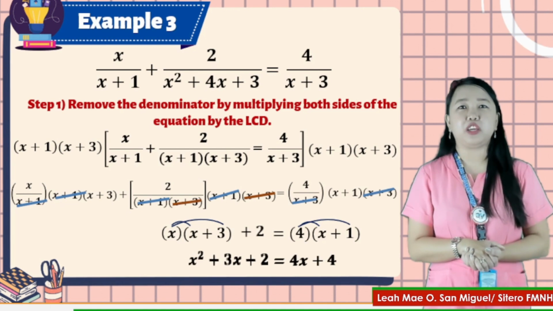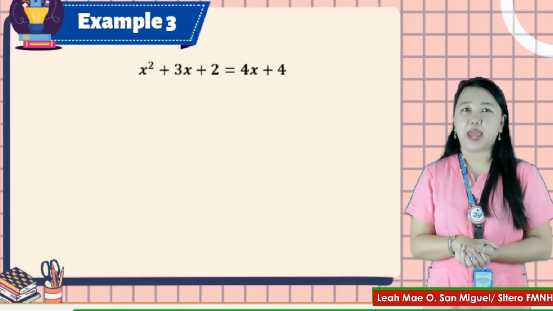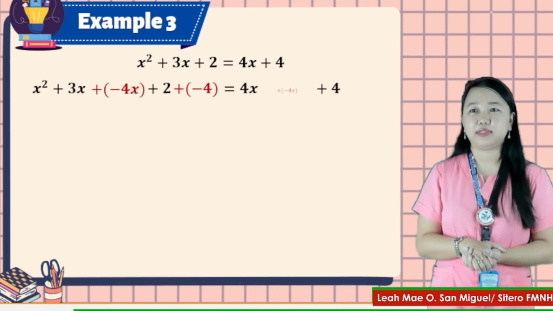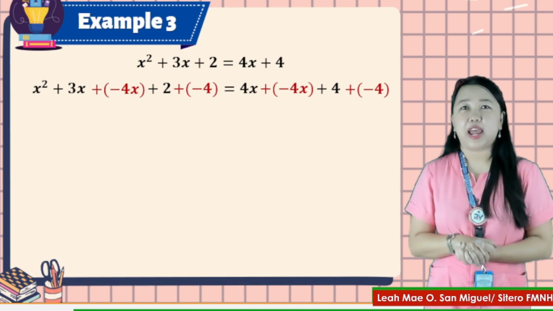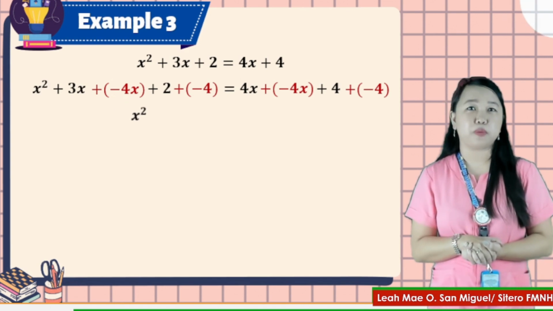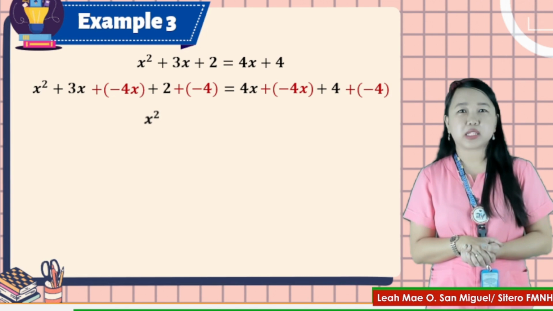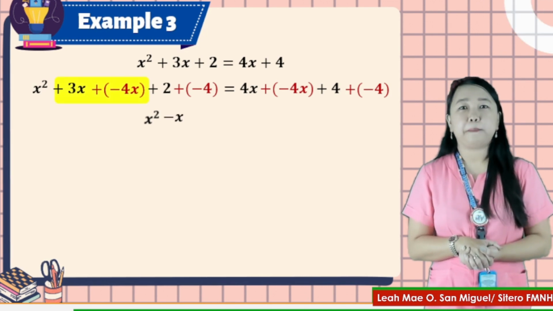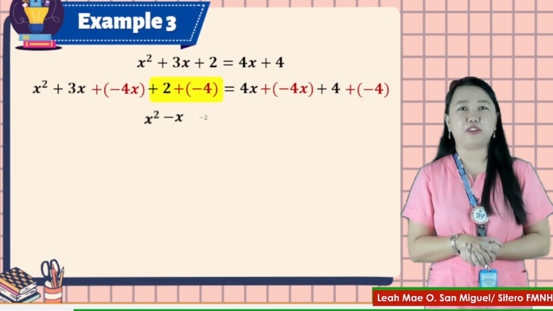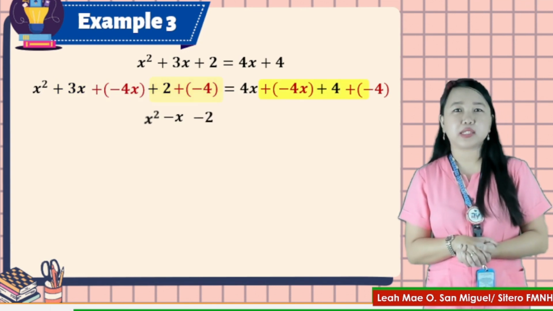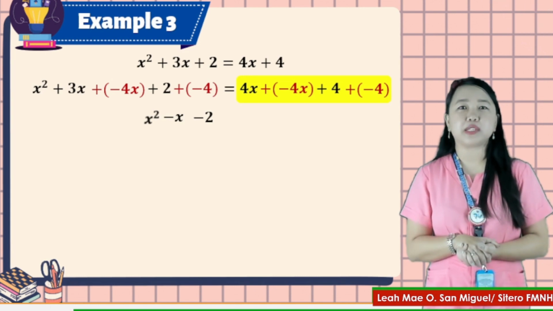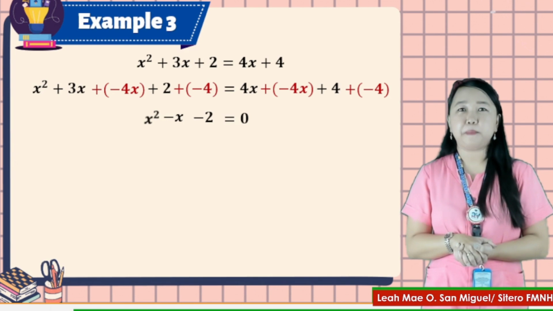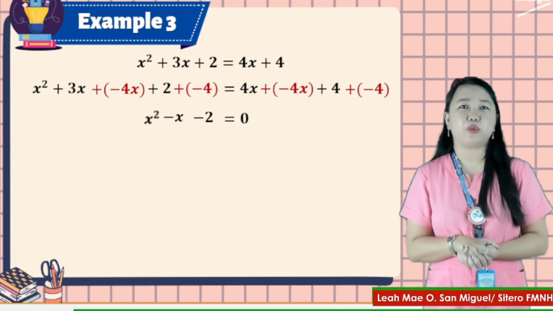Applying addition property of equality by adding -4x and -4 on both sides of the equation, we have x squared, write x squared since it doesn't have a similar term. 3x plus -4x is equal to -x. 2 plus -4 is equal to -2. And 4x plus -4x plus 4 plus -4 is equal to 0. Then it will be x squared minus x minus 2 is equal to 0.